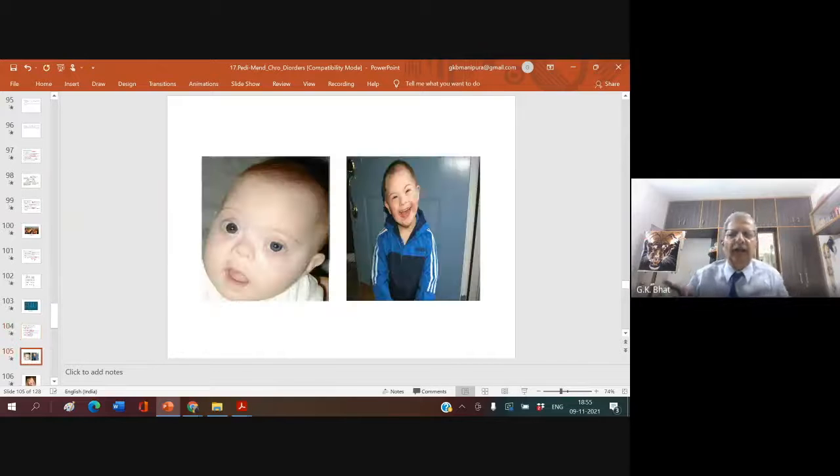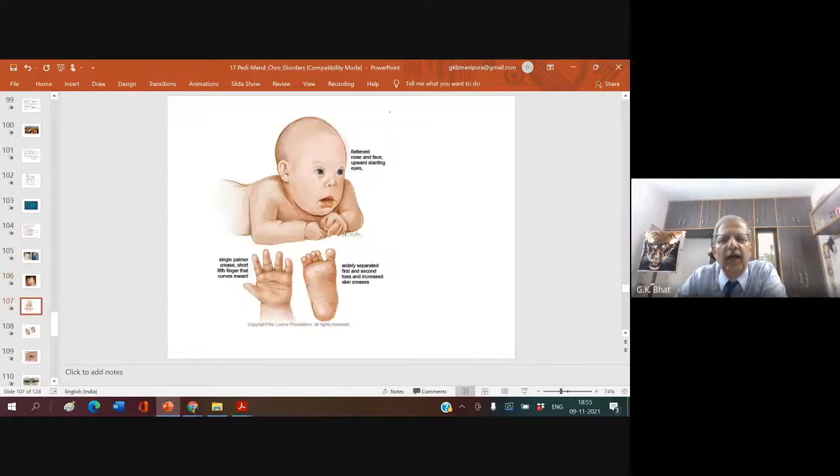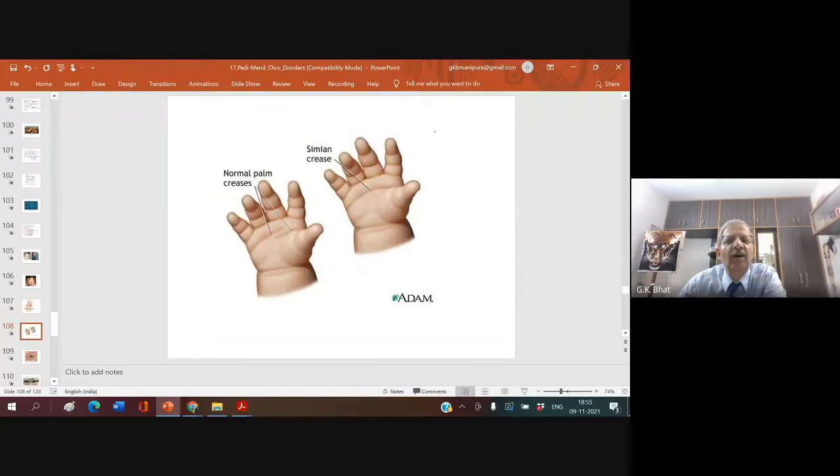Understood? How do they look? This is a Down syndrome individual. These are stubby, short fingers. And there will sometimes be a gap between the great toe and the next toe. Don't start looking into your feet, Kanisa. Why are you looking at your feet? Don't look at that. So this is a normal palm crease, and this is a simian crease, the fused one.